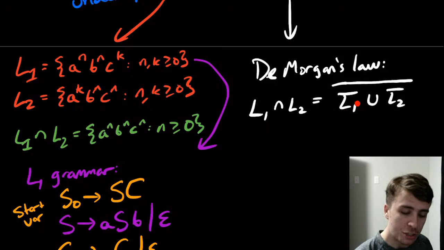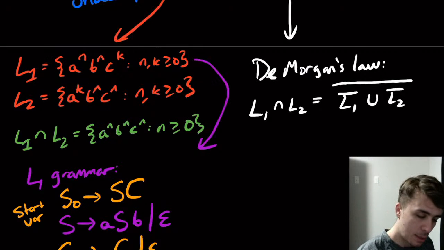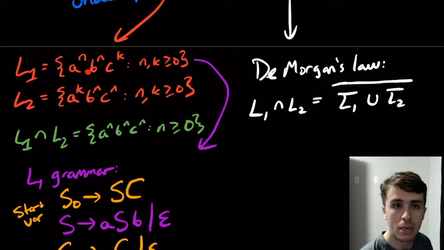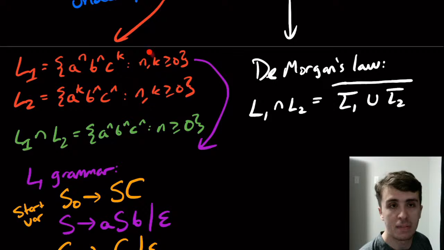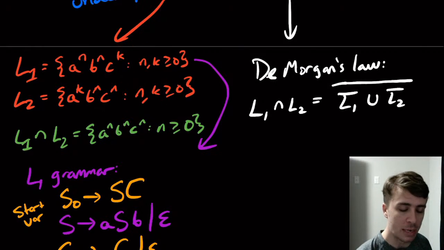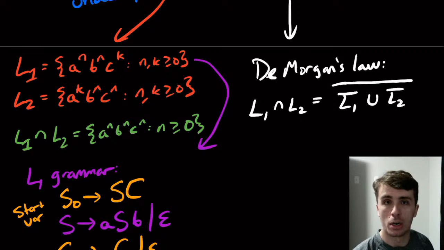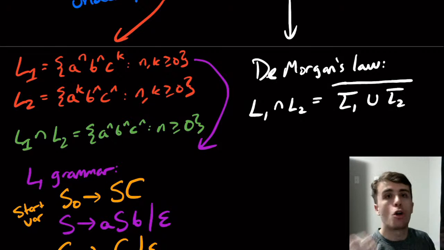This actually tells you something interesting, that one of the three following statements is true. Either the complement of this thing is not context-free, or the complement of this thing is not context-free, or the union of their complements is not context-free. One of those three must occur. And all three might be true, but at least one of them is true.